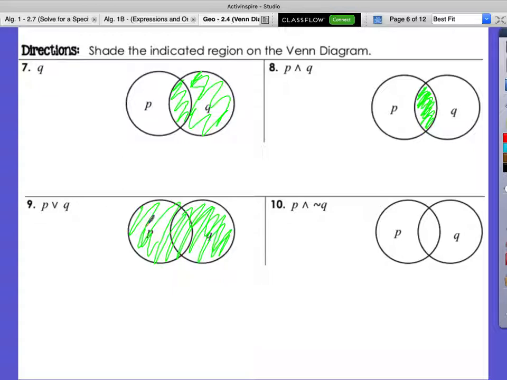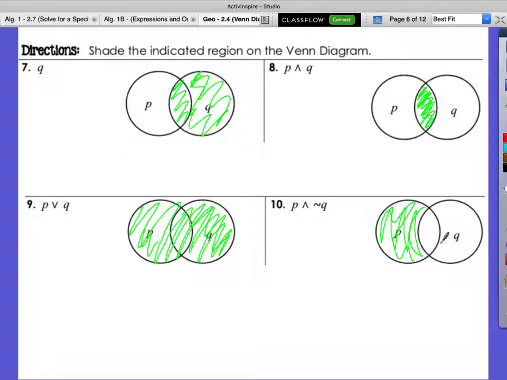Number 10, P and not Q. So everywhere there's P, but there's not Q. So it would only be this part. Do I do this part? No, because it's not Q. We don't want any of Q. So Mackenzie, this is where we care about where Q is. That's the difference between 7 and 10: it says not Q, so we specifically say we don't want any of that. Does that make more sense at all?